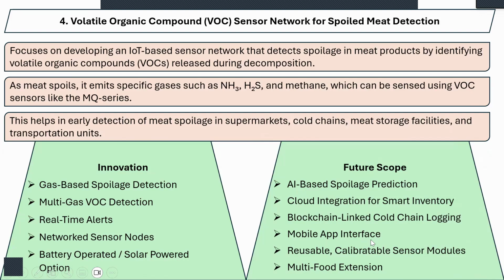Mobile app interface. So it develops a companion app for restaurants and retailers to get the spoilage alerts, histories or tips to maintain healthy meat. Reusable calibratable sensor modules means it designs plug and play modules with self-cleaning features for long-term sustainable use. Multi-food extension. It adapts for fish, dairy products, fruits, vegetables by tuning the sensor threshold and the VOC profile.